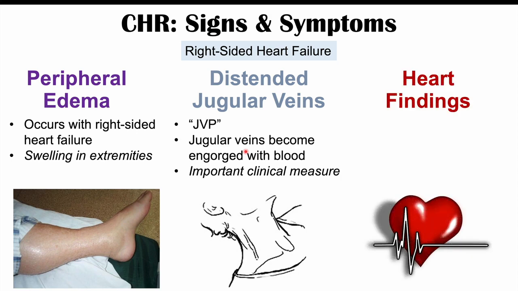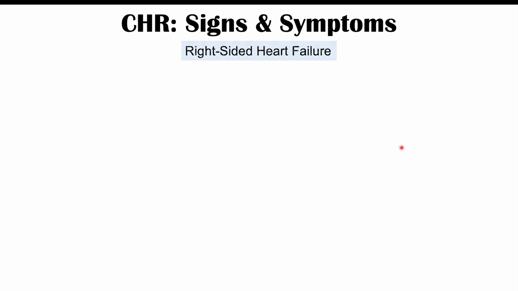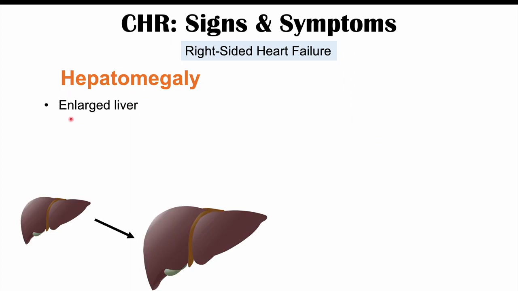And then some heart findings that we can see include tachycardia. So tachycardia is going to be an increased heart rate, and we can see what we call an S3 gallop. Some other findings with regards to right-sided heart failure include hepatomegaly. So hepatomegaly is going to be an enlarged liver.